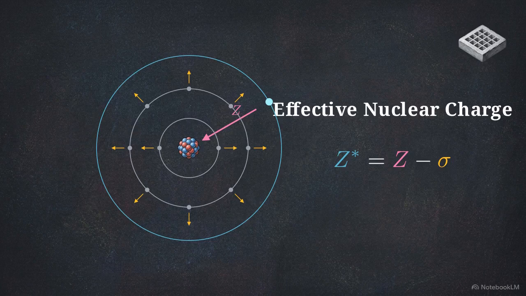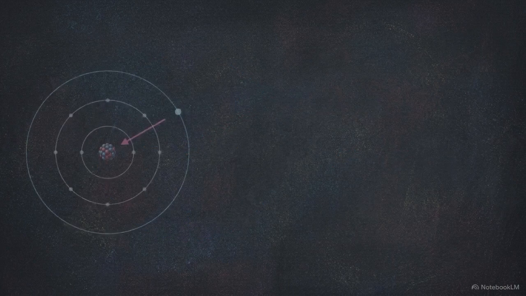Watch what happens as we move from left to right across a period. We add another proton to the nucleus and another electron to the exact same outer ring. Because the new electron doesn't add a new inner shielding layer, the shielding effect lags behind. The result? The net inward pull of the nucleus grows steadily stronger.